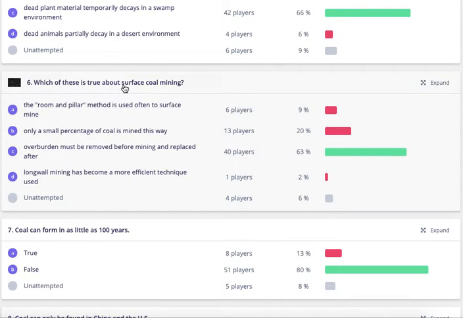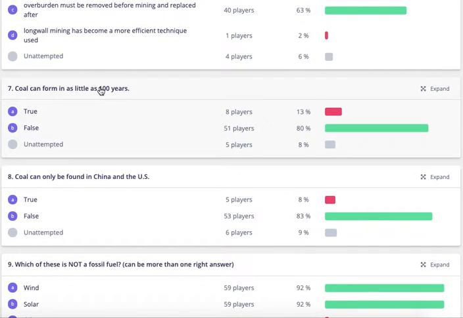Which is true about surface coal mining? Overburden needs to be removed. That's not even specific to surface coal mining. That's just surface mining in general. Coal can form in as little as 100 years? That's just straight up false. It's a non-renewable resource specifically because it can take millions of years for coal to form.